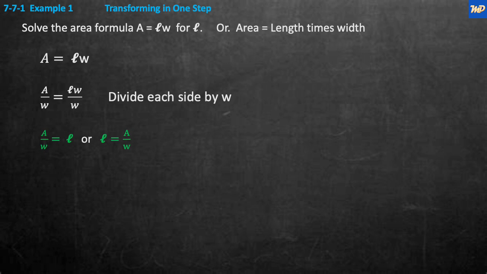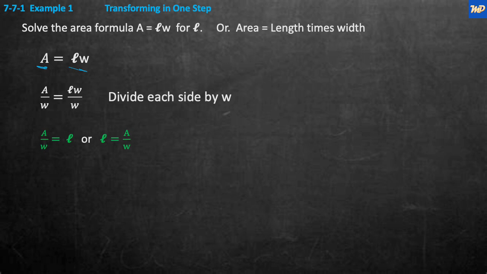Solve the area formula, A equals length times width, for L. Area equals length times width. So we're going to start off by writing that A is equal to the length times the width. I think we all know those by now. It's a common formula. And in one step, we're going to be able to switch this to solve for the length. So we're going to solve this for L.